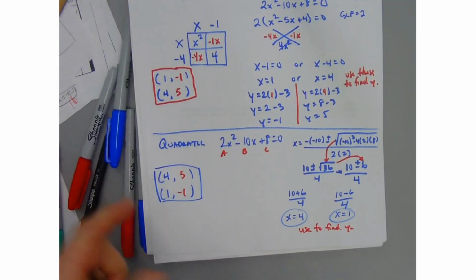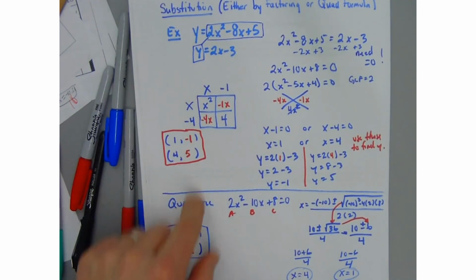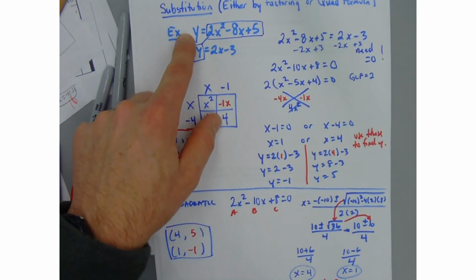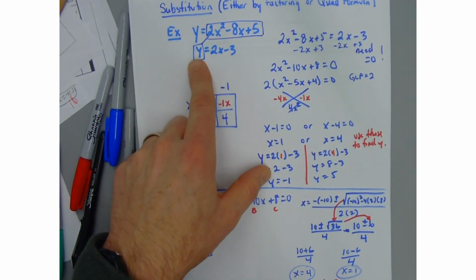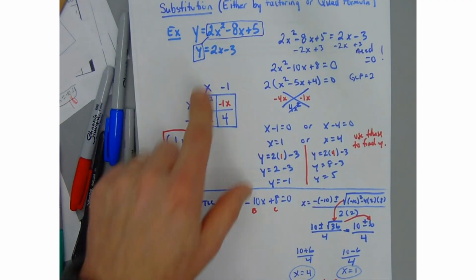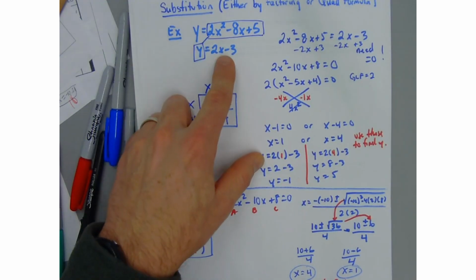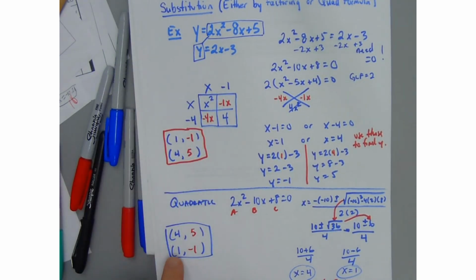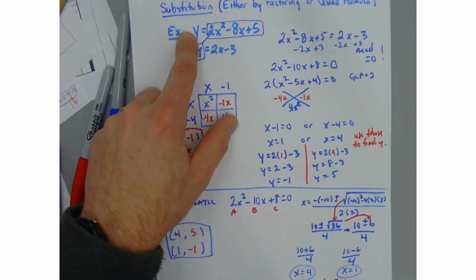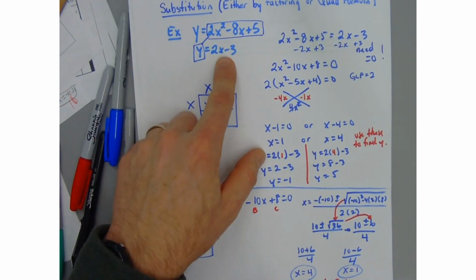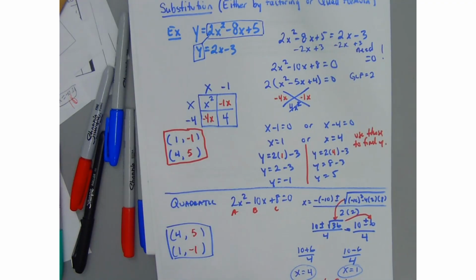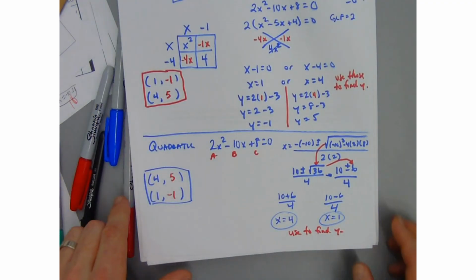Once again, you could check these answers by plugging them into my original problem up here. If I plugged 5 in over here, I would get 4 out. If I plugged 5 in here, I would get 4 out. If I plugged 4 in here, I would get 5 out. If I plugged 1 in here, I would get negative 1 out. So as we go through and do that, that's kind of where that leaves off.